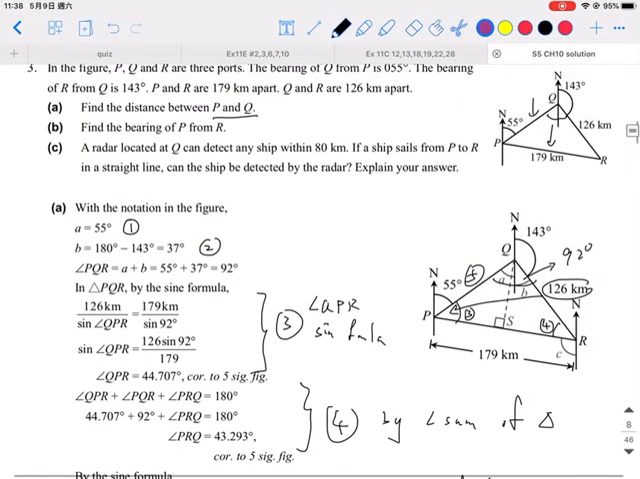And for part B, find the bearing of P from R. Okay, so find the bearing of P from R.